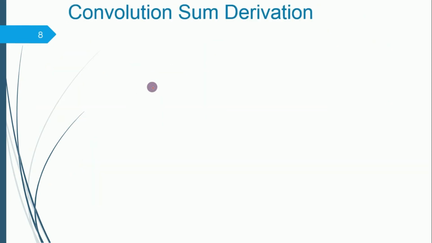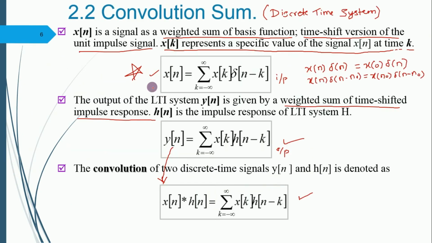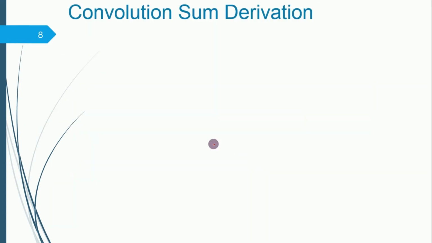Okay, so now we derive the convolution sum. We understood how to write the input. Now we will derive y of n, which is the summation of x of k h of n minus k. We will derive this quickly. So here x of n is the input signal.